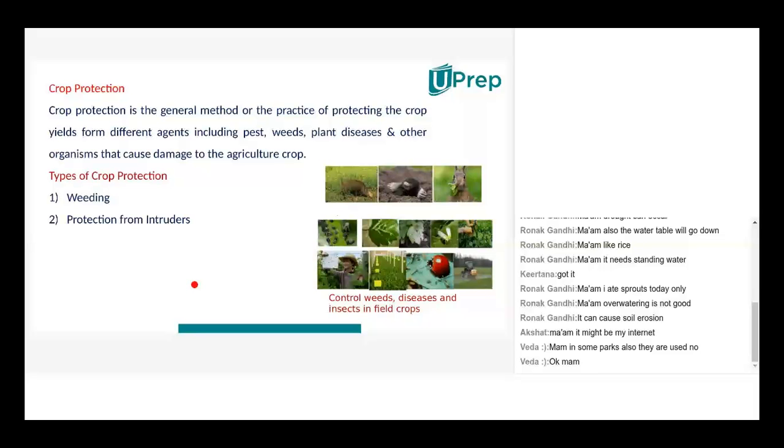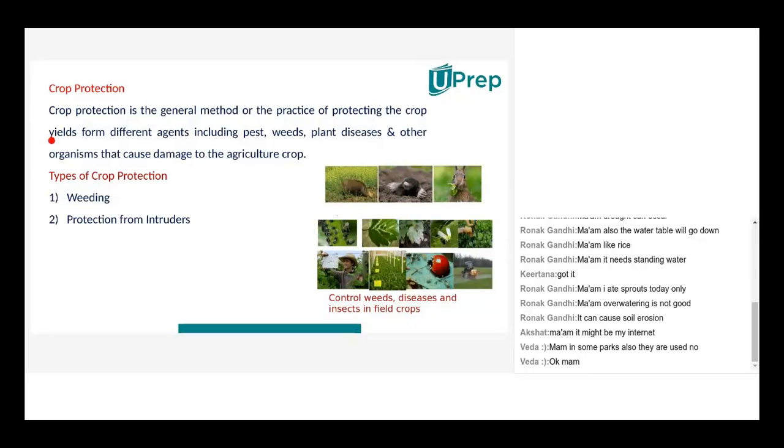Plowing, tilling, etc. So what will happen if the yield is not good? If there are insects, if there are unnecessary weeds, if there are birds, if there are animals attacking the plants and the crops and spoiling the crops. So we really need to protect the crops, right?